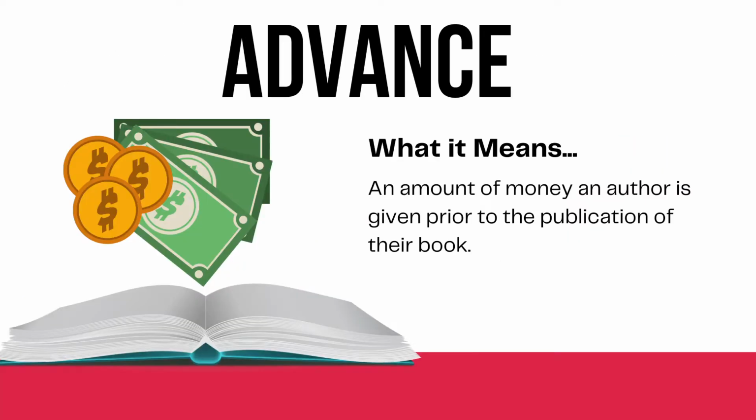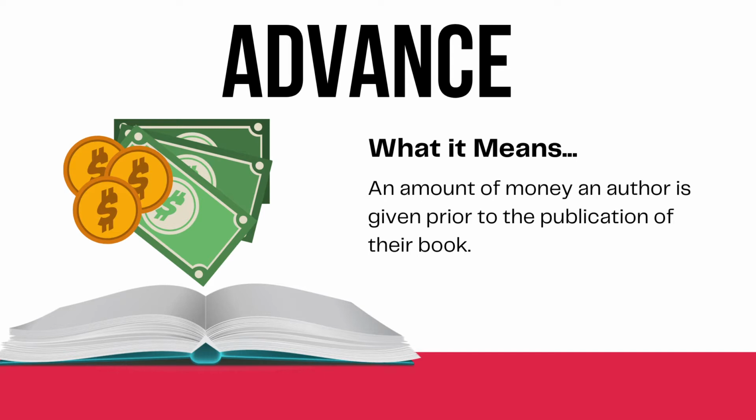Let's go. First up is advance. An advance is the amount of money an author is given prior to the publication of their book. The book must earn out this amount of money before the author is paid royalties. For example, if an author is given a $10,000 advance, it means that they were paid their first $10,000 of royalties ahead of any actual book sales.